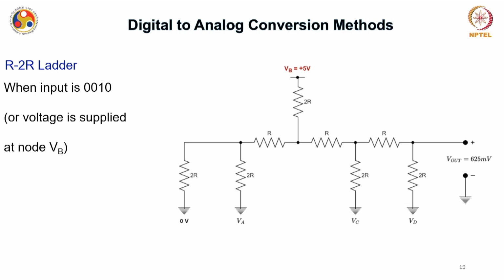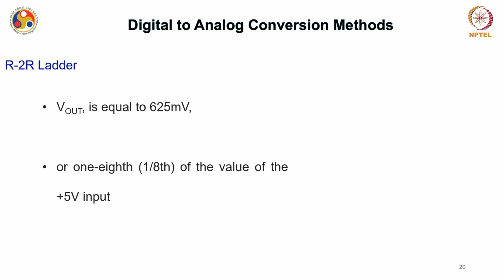Now, if the input is 0, 0, 1, 0, it means that node B is at high and the other nodes are at 0. VA is now 0, or grounded, and VB is now plus 5, while VC and VD are again simply grounded. In that case, V out, as you can similarly calculate, will be equal to 625 millivolt, or 0.625 volt. If you see, this 625 millivolt is 1 by 8th, or 1 by 2 power 3, of the VR.